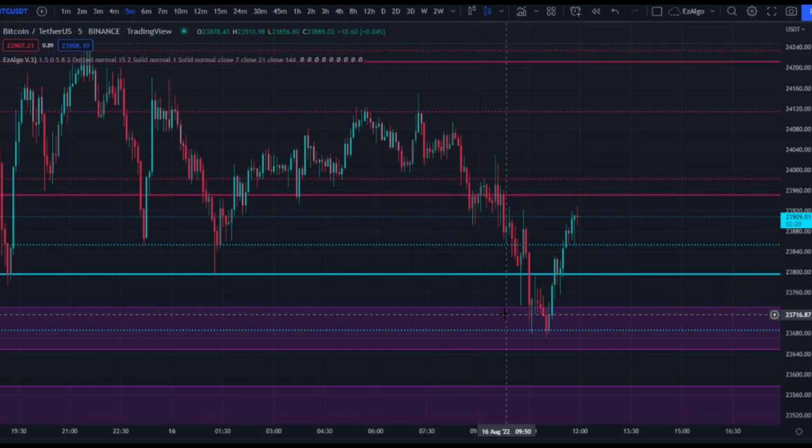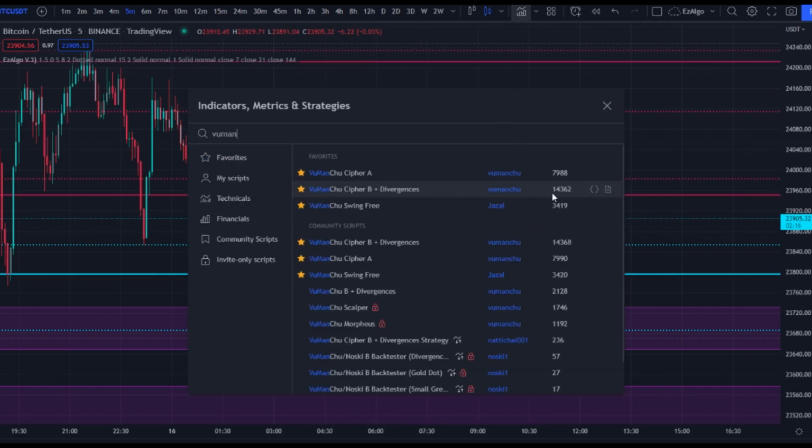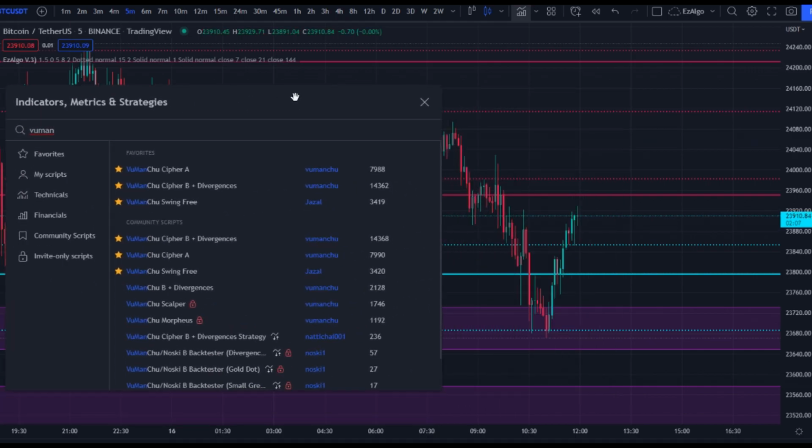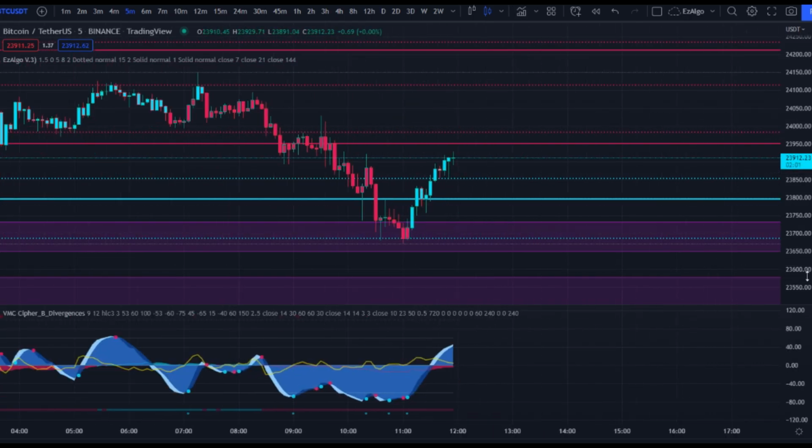Once you see price enter your zone, what you're going to do is turn on Vumanchu Cipher B. All right, and I haven't even looked at this trade yet, but I can tell you just based on looking at the chart right now, I'm guessing we have a bullish divergence right here. We will see. We might not, but I can pretty much guarantee. And there it is. All right.